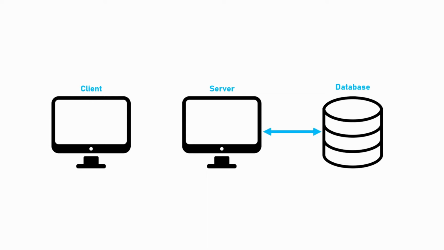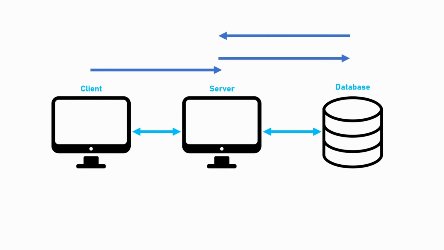Normally the server communicates with the database, and the client communicates with the server. What if the client wanted some data? Well, the client would send a request to the server saying, I want this data, and the server would go to the database and get that data. Then once it has that data, it returns it back to the client. Now that's what normally works.